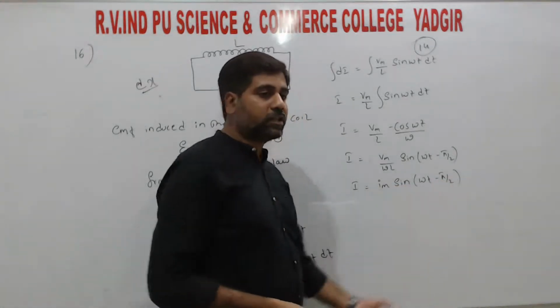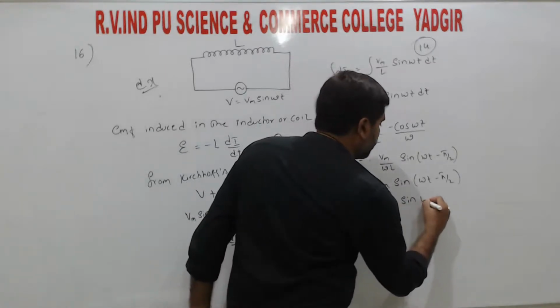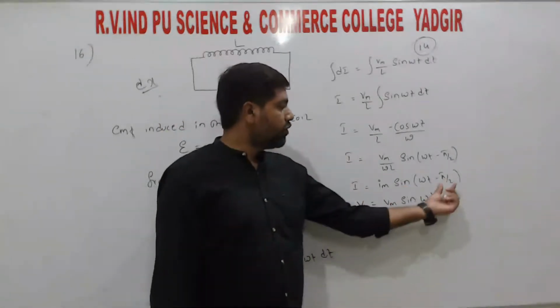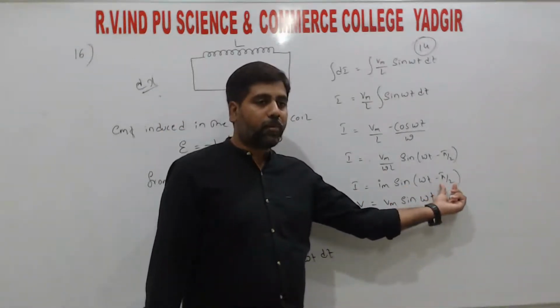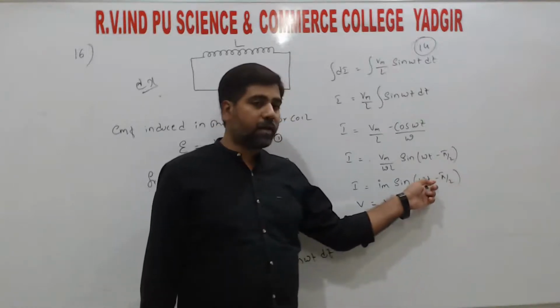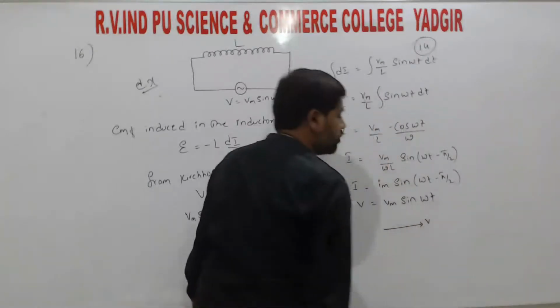So compare this relation with the voltage. V is equals to Vm sin omega t. What is the difference between the two? There is a phase difference. How much difference? Pi by 2. Because of the minus pi by 2, first the voltage comes, and then the current comes. So if we draw the phasor diagram, this becomes the voltage.